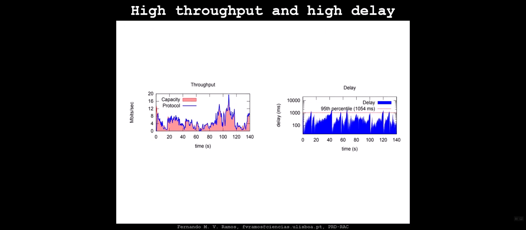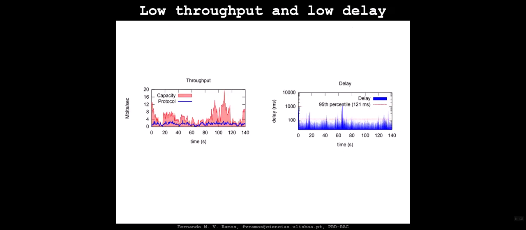Then there are several in the middle. You can have high throughput and high delay. So high throughput on the left, high delay on the right with 1 second delay. This is typical of conventional TCP, because TCP just tries to fill up all buffers, and so delays tend to accumulate. This is a problem especially when you have large buffers.